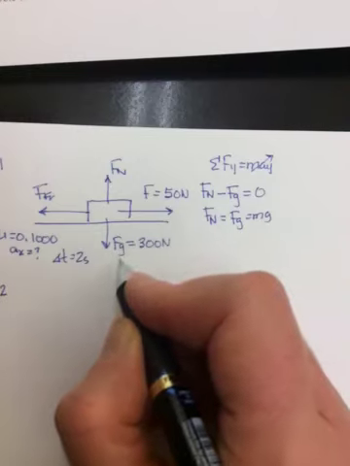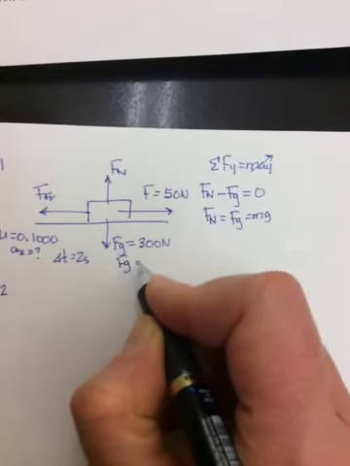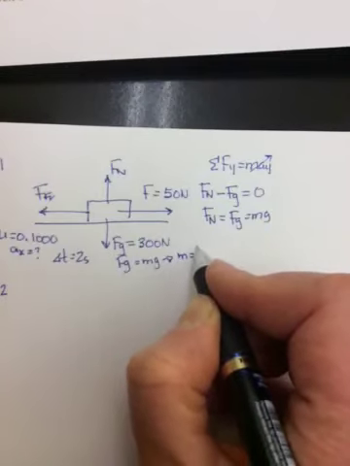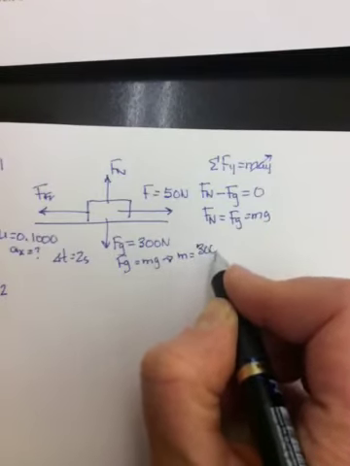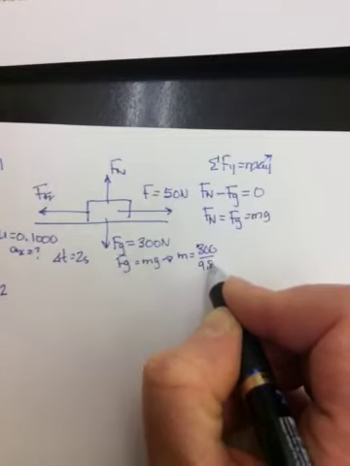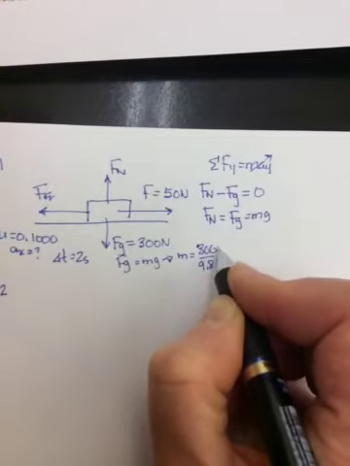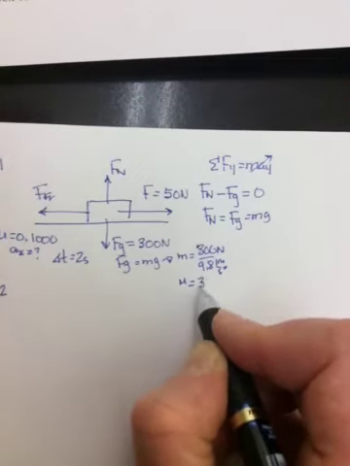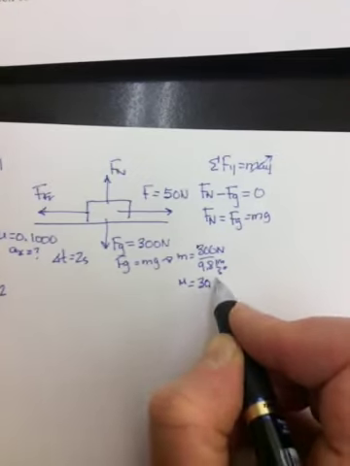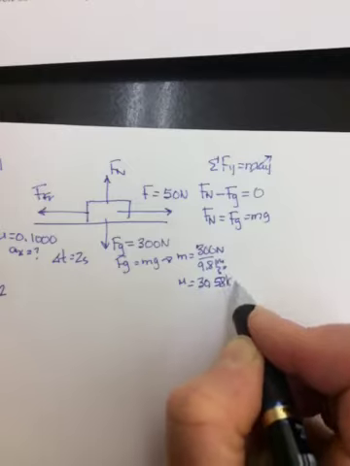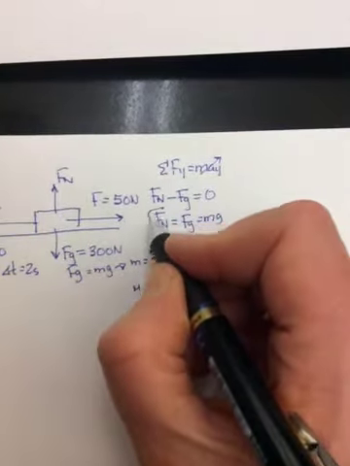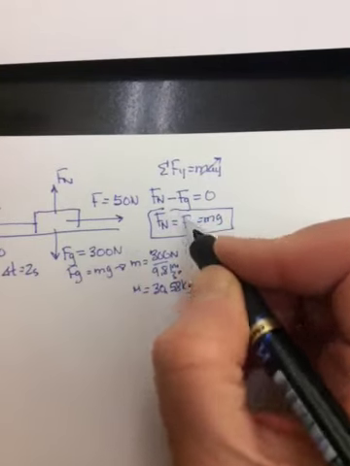So we could actually find our m here, because Fg equals mg. So m equals 300 newtons divided by 9.81 meters per second squared. Okay, so you could get your m. It's going to be 30.58, I think, or something like that, kilograms. All right, so we have our Fn equals our Fg equals our mg.